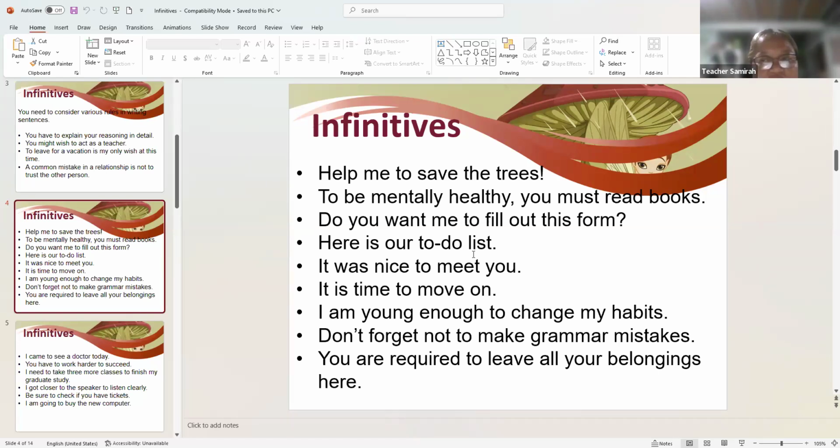So again, when we use infinitives, an infinitive actually acts like a noun, take note, in a sentence. An infinitive is a verb being combined with the word to, right? It is actually a verb being combined with the word to. So everything that you can see are examples of infinitives in a sentence. So I will have to read it.